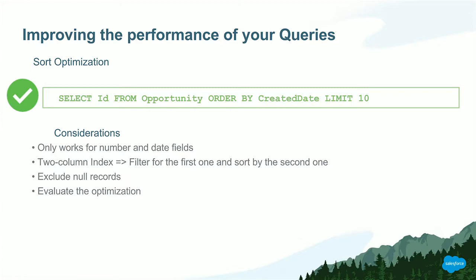Only works for number and date fields. When we use a two-column index, we have to filter for the first one using an equal operator and excluding the null values, and sort by the second one, and consider or evaluate the optimization.